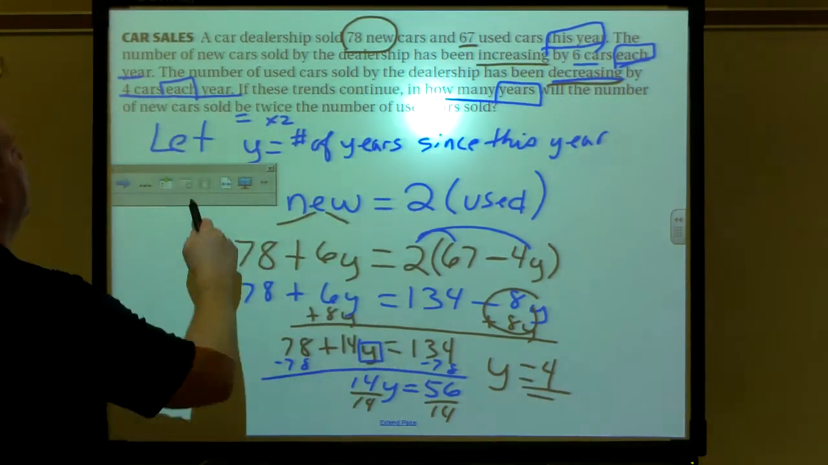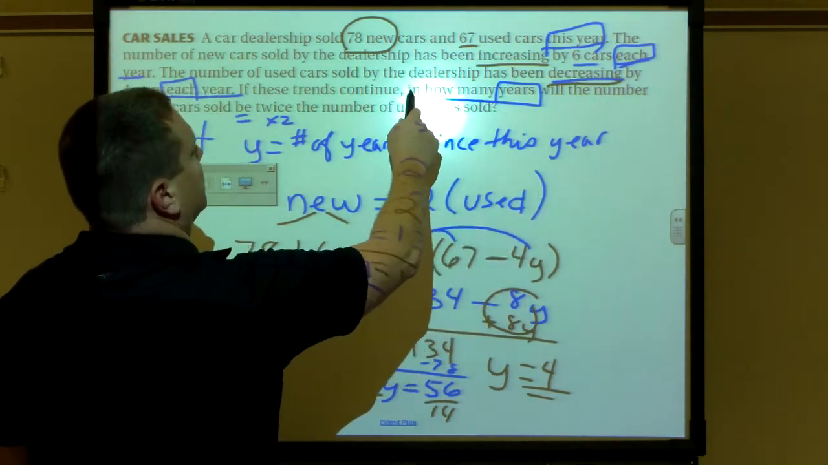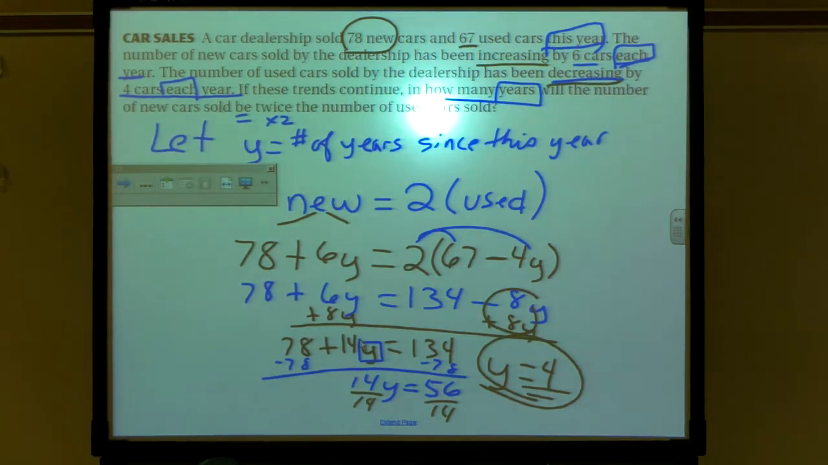So what does y stand for? Y stands for a number of years since this year, and what's the question? In how many years? 4 years before they're equal to each other.